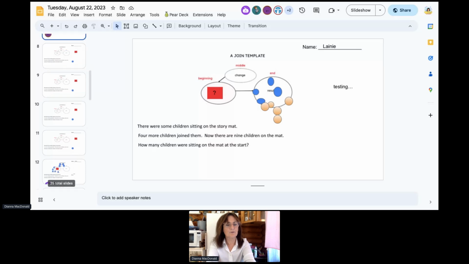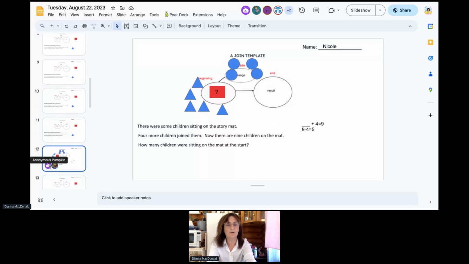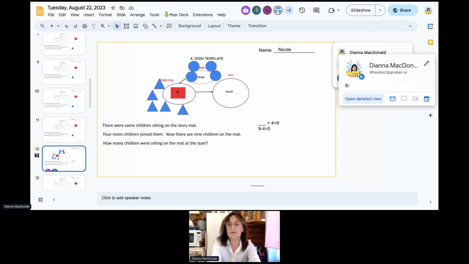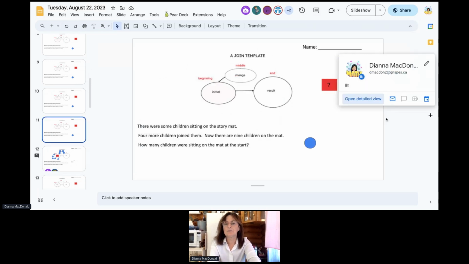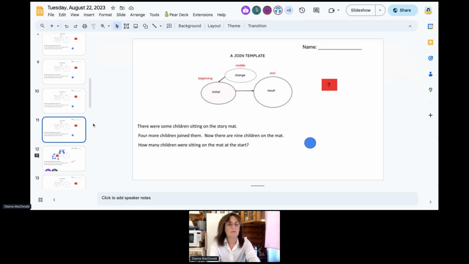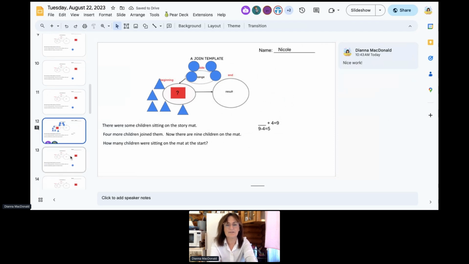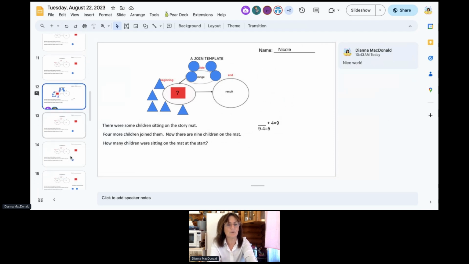And then I love the slides. I don't know if you use them a lot, but they're wonderful. You can also ask students to make a comment. So I'm going to do that right now on each other's slide. Nice work. I'm going to do that on Nicole's. Nice work. Comment. And then she can see. And always nice to take a break and just see what each one is doing.